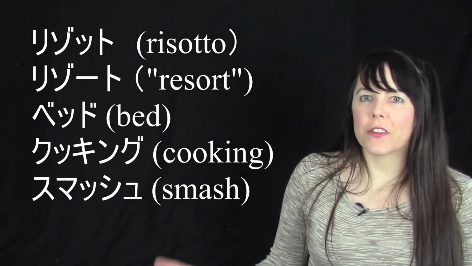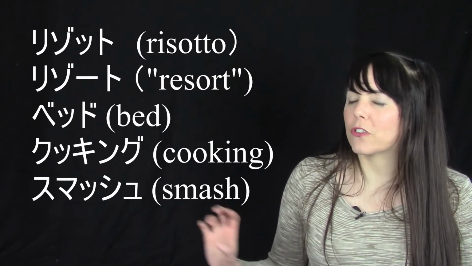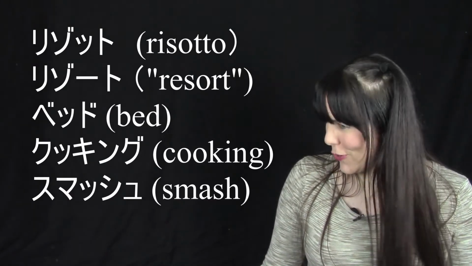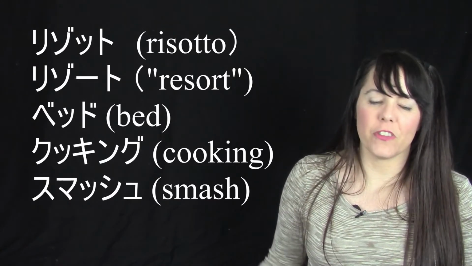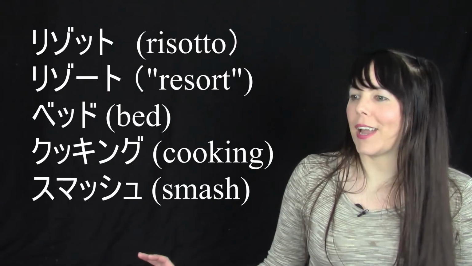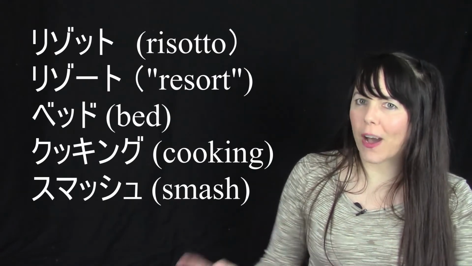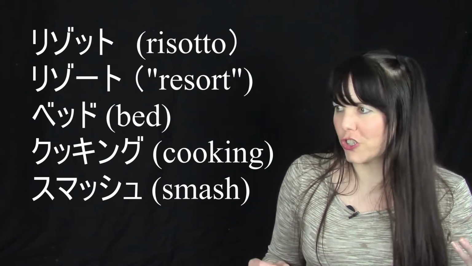Smashu, that's another example of you're not supposed to pronounce the oo part at the end. Smashu, smash. The small tsu kind of notes, okay, you're not really supposed to pronounce that vowel at the end of this word. It's just smash.